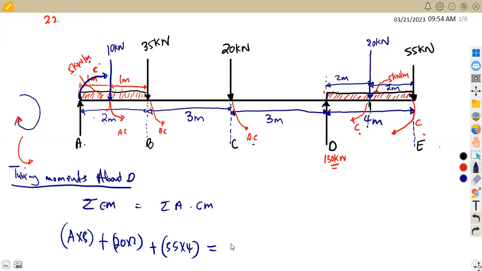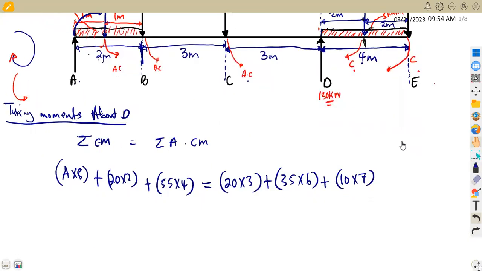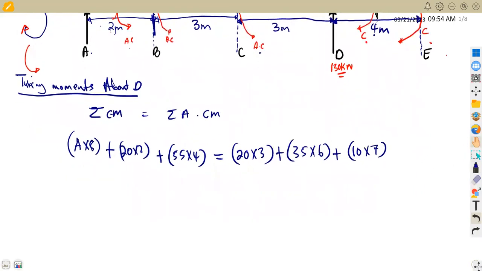Okay, there's a distance of 3 meters there. So that's 20 times 3 plus 35 kilonewton back to D, that is 3 plus 3, which is 6. So it's 35 times 6 plus 10 is still anti-clockwise. So it's 10 times, remember at this point we are at 6. So we are going to add 1 meter because from 10 to this point is 1 meter. So 6 plus 1, that's 7. So it is going to be 10 times a distance of 7 meters. All right, so that's it. We can have the value of A from this.